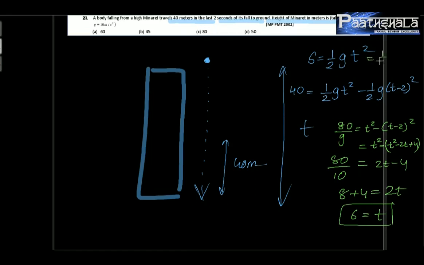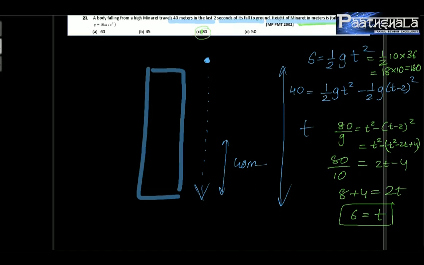So the answer is going to be half into 10 into 36. That is 18 into 10. The height of the minaret in meters is 180. The answer should be 180. This option should be actually 180. 180 is this option, okay?